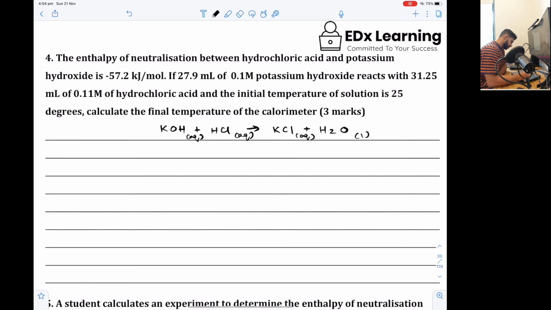Okay, so now tell me, what data do we have? You have the volume and concentration of potassium hydroxide. Good. I want you to say C and V. Give it to me mathematically. So C of KOH is equal to 0.1 molar. And what about V of KOH? That is equal to 27.9 milliliters. Okay, done, so that's C and V. What about HCl? C of HCl is equal to 0.11 molar. And what's V of HCl? V of HCl is equal to 31.25 milliliters.